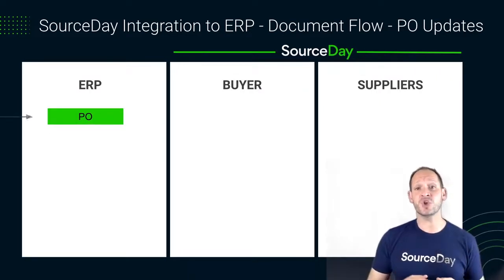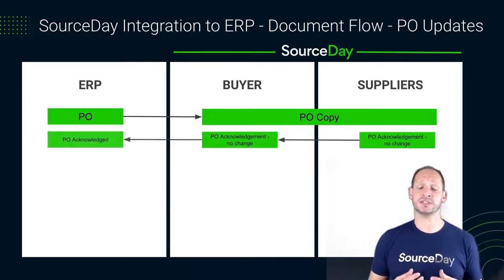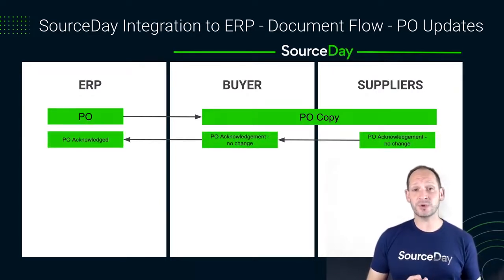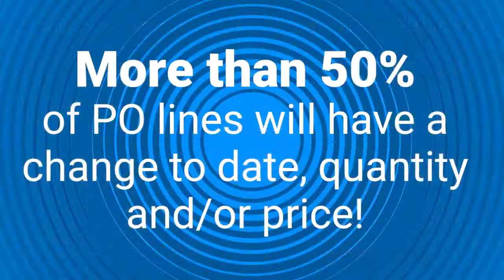The supplier is going to be notified that there's a new or updated PO or PO lines that has to be acknowledged. Since SourceDay is a multi-tenant SaaS solution, we're able to gain insights across the platform. One data point that we monitor is the frequency that a PO line changes. Currently, our data is telling us that 50 to 60% of the time, a supplier is going to make a change to that due date, that quantity, or that price. The happy path of 100% acknowledgement usually doesn't happen.